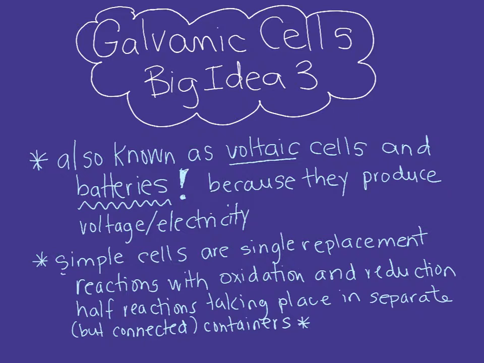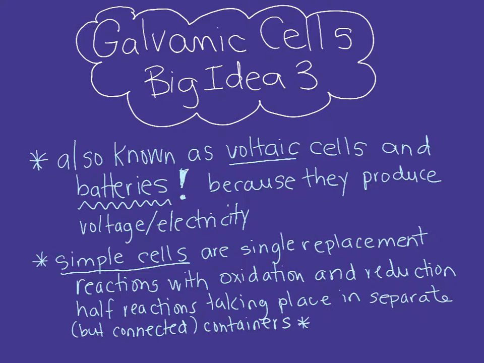And the simple cells that we're going to be dealing with, there are way more complicated galvanic cells, but the simple ones that we're going to start out with are just single replacement reactions with the oxidation reduction half reactions taking place in separate containers. So the containers are connected to one another through a salt bridge and a wire, but the reaction materials will be in individual components, individual sections. So let's take a look at an example set up.